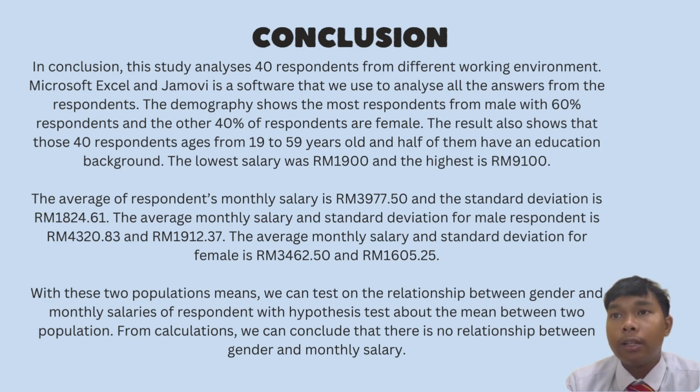The average monthly salary and standard deviation for male respondents is 4320.83 and 1912.37. The average monthly salary and standard deviation for female is 3462.50 and 1605.25. With these two population means, we can test the relationship between the gender and monthly salary of respondents with hypothesis of mean between two populations. From the calculation, we can conclude that there is no relationship between the gender and salary.